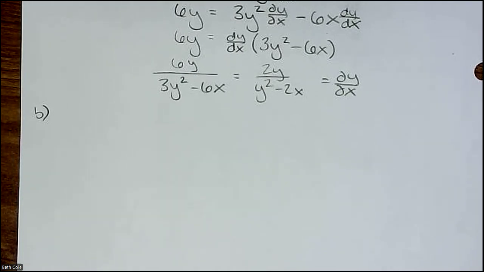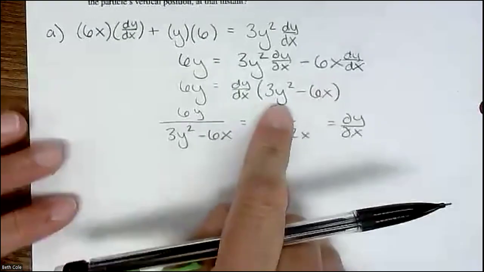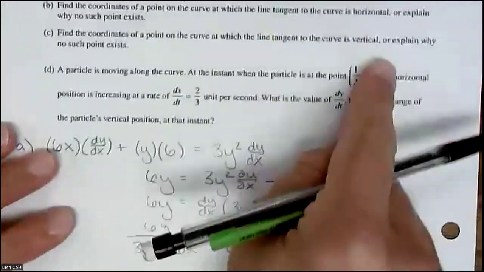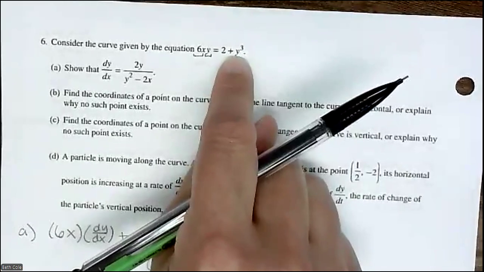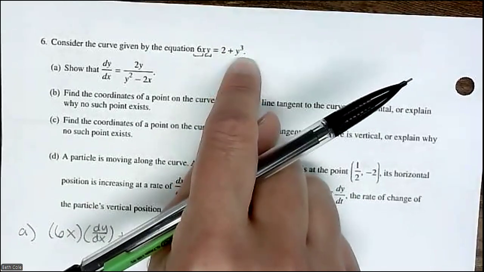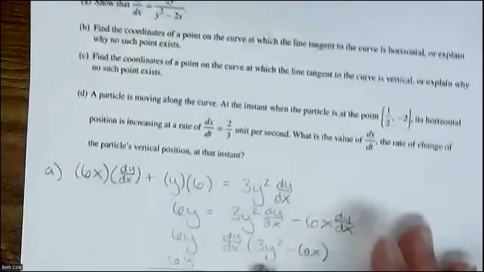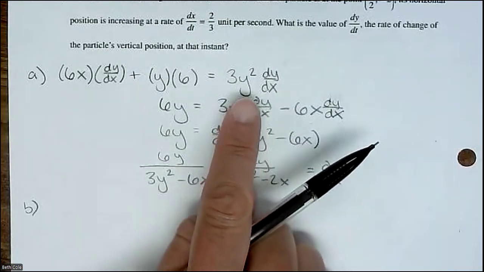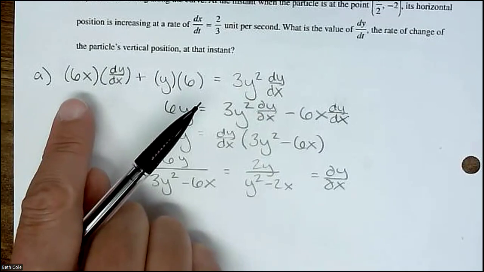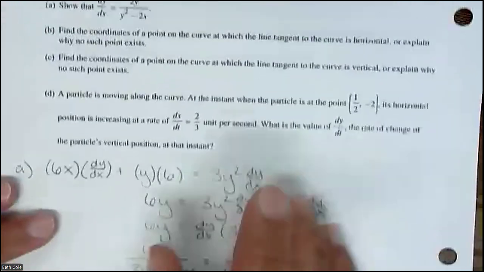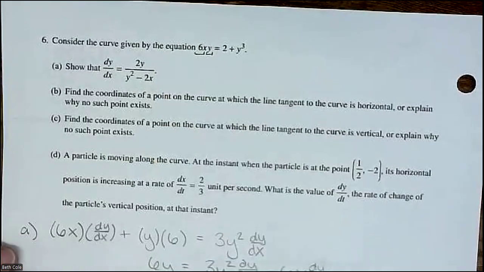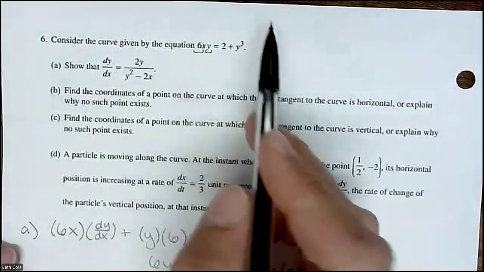Where do we get the 3y? Oh, the derivative of y cubed is 3y squared. The stuff at the very top? Yeah, all of that is the derivative of this. We did the derivative of this equation.